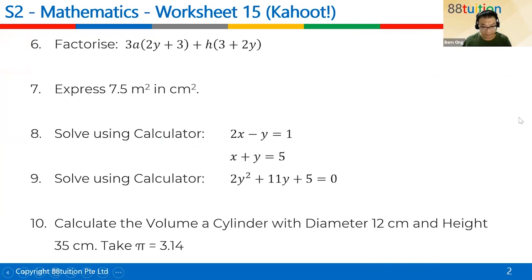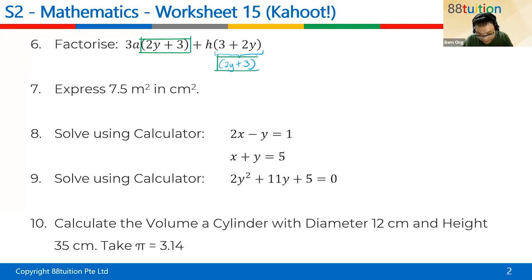Okay, question 6. How do you factorize? What's the meaning of factorizing? Do you know that 3 plus 2y down here can be written as 2y plus 3? Isn't this the same as this? Are they common?